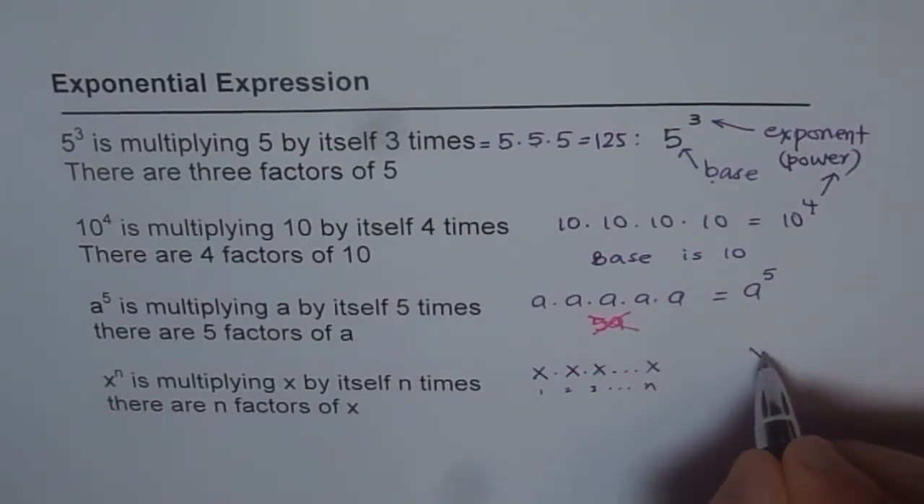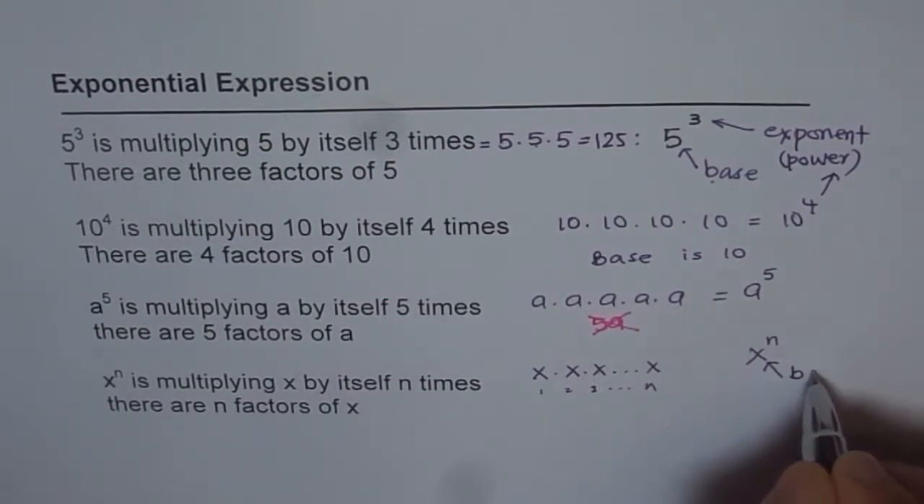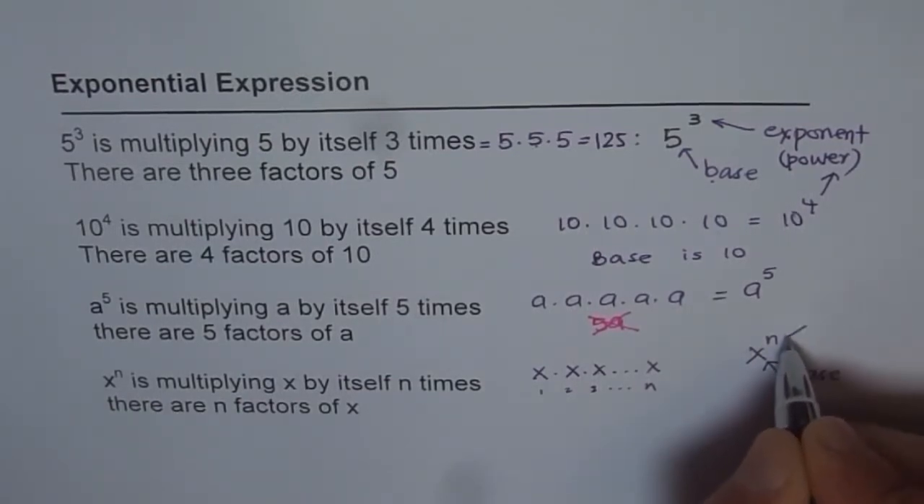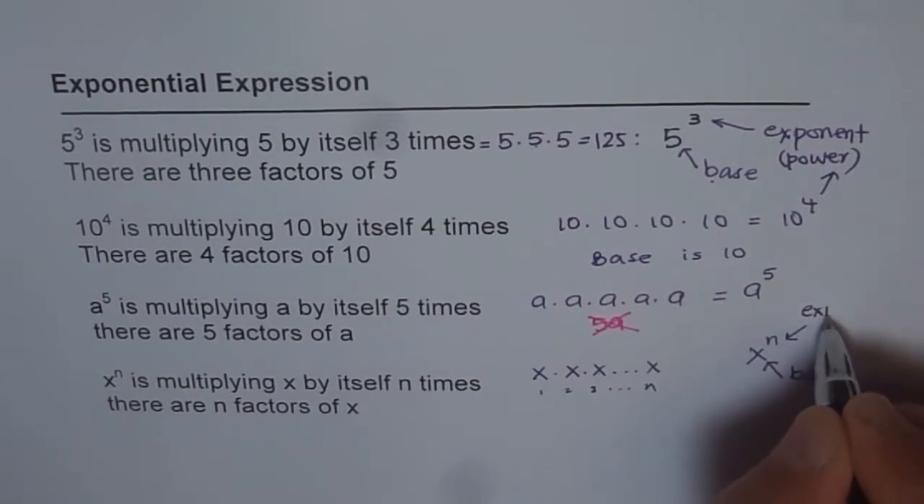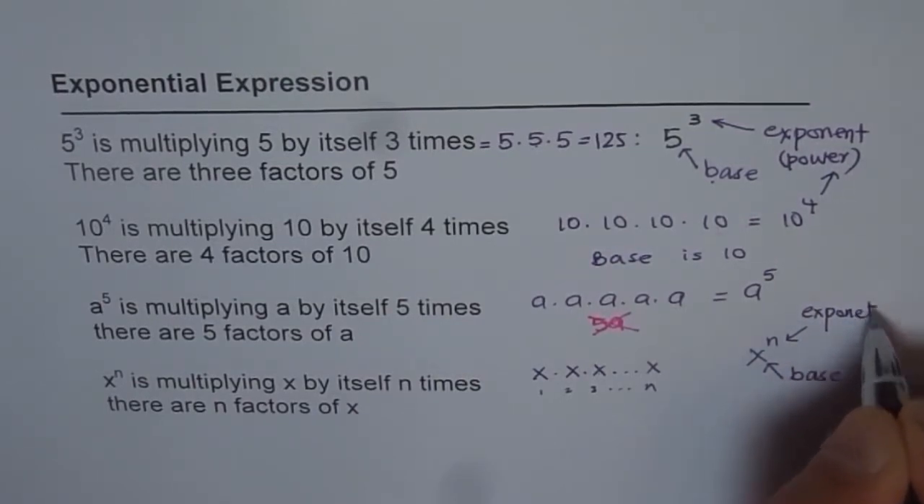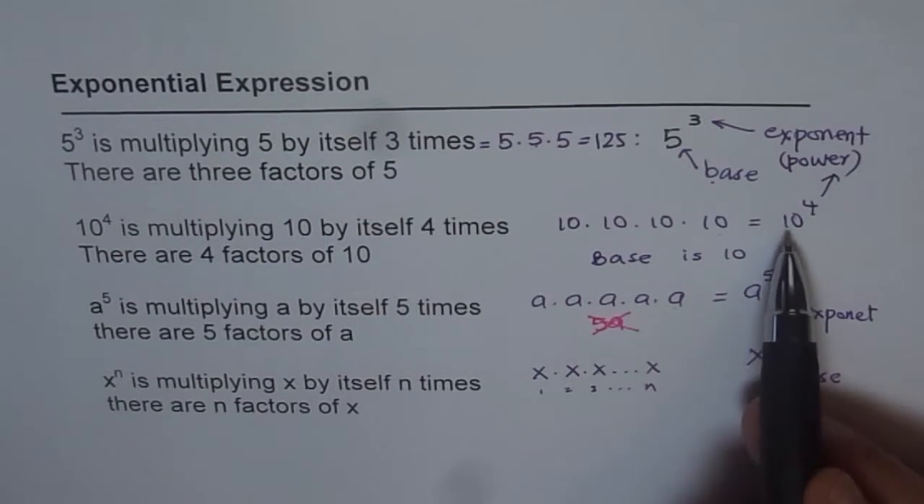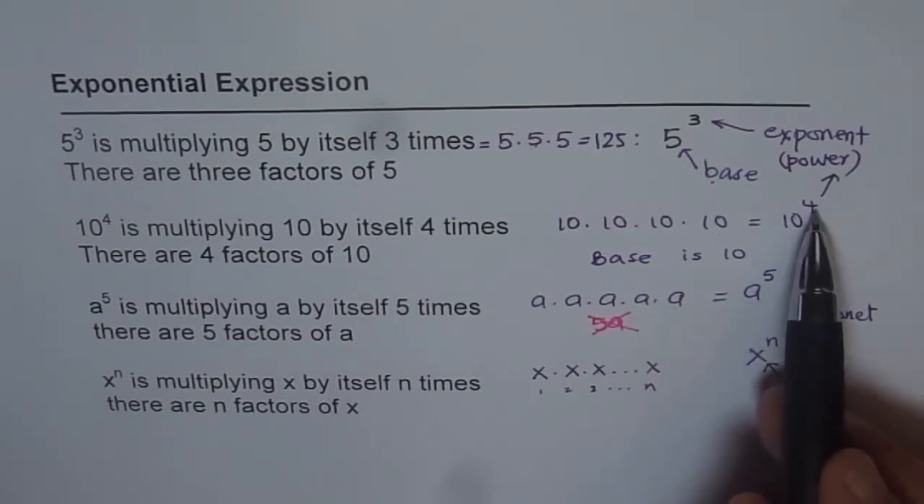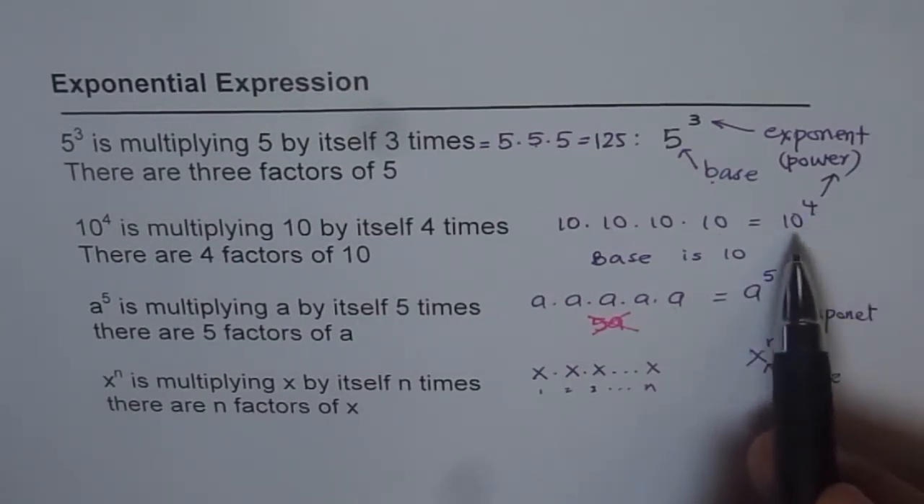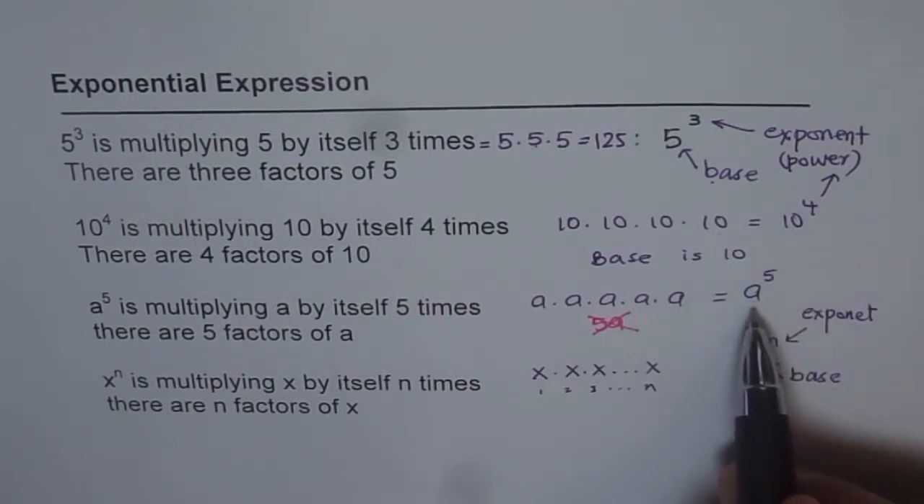So in general, we write x to the power of n. That means x is my base, right? And n is my exponent. So we say the power of x is n. So n is the power. Here, the power of a is 5. Here, what is the power of 10? It is 4. Remember, these are multiplications and not addition of a number to itself.